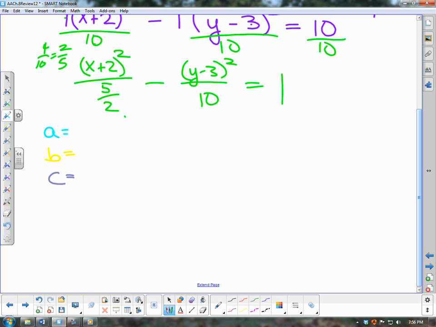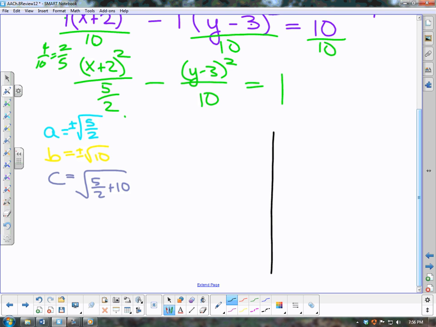The value of A is the square root of 5 halves, plus and minus, of course. The value of B is the square root of 10, and the value of C is the square root of 5 halves plus 10. So then, on our graph, we have a center point at -2, 3.